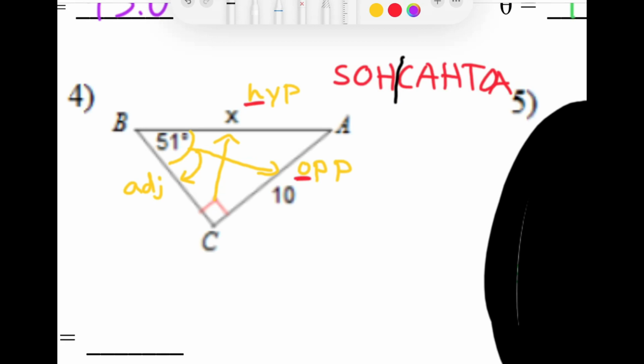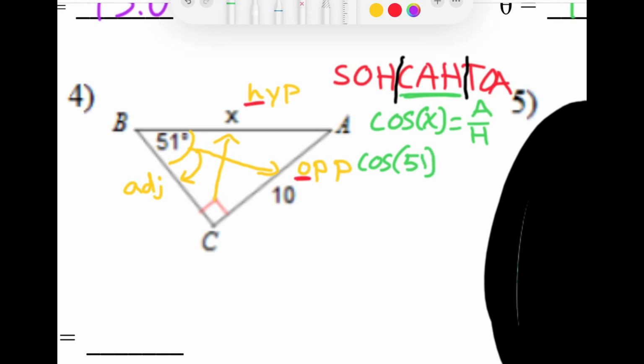which one involves an H and an O? Hopefully you can see it's the middle one, which is cosine. So cosine of x equals A over H. So in this case we have cosine. Remember, x is representing our angle measurement. In this case we do have an angle measurement instead of just a variable.